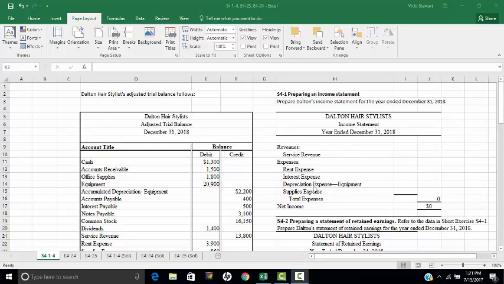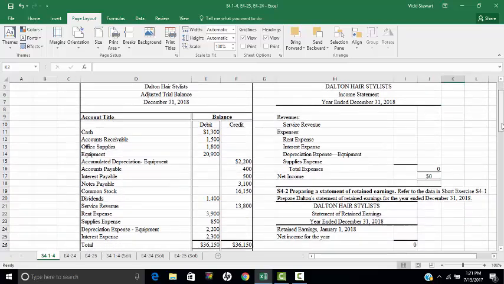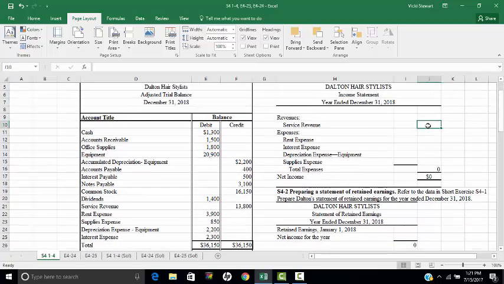So I have the accounts already listed for the income statement, and we're going to get the balances from the adjusted trial balance that we were given in the beginning of the problem. We start out on our income statement with our revenue account, and we only have service revenue. So we have $13,800 in service revenue. Now we're going to list our expenses, and these will be in descending order.